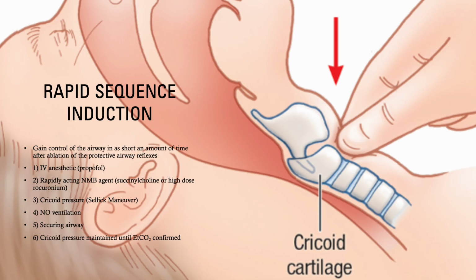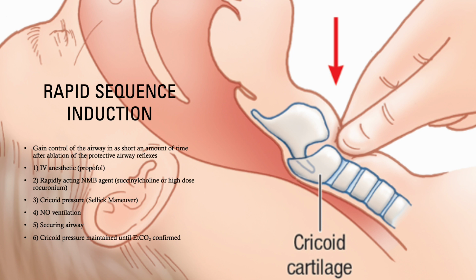All right, so if you haven't caught on here quite yet, these keywords were taken from the airway section of the AKT. This is our final keyword in the airway section, rapid sequence induction. Here we have listed the step-by-step process of a rapid sequence induction. The purpose is to gain control of the airway in as short an amount of time as possible after you remove all of the protective airway reflexes.